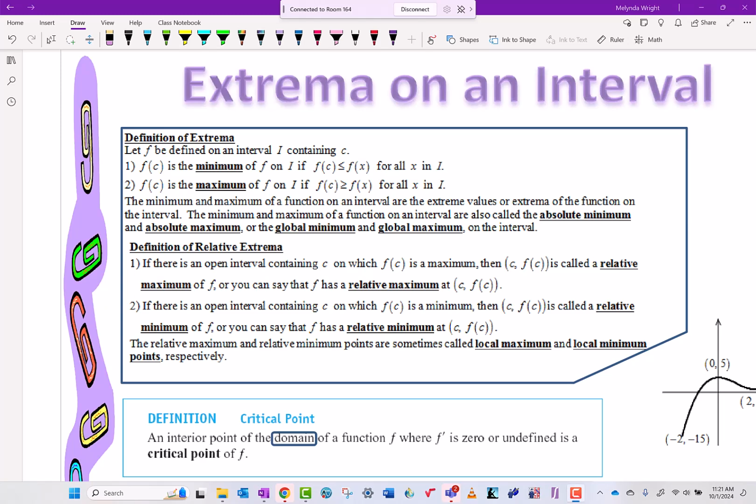All right, let's take a look at our lesson for today. We're going to be looking at extrema on an interval. So first off, let's start with the definition. What does this definition tell us? So the definition of extrema.